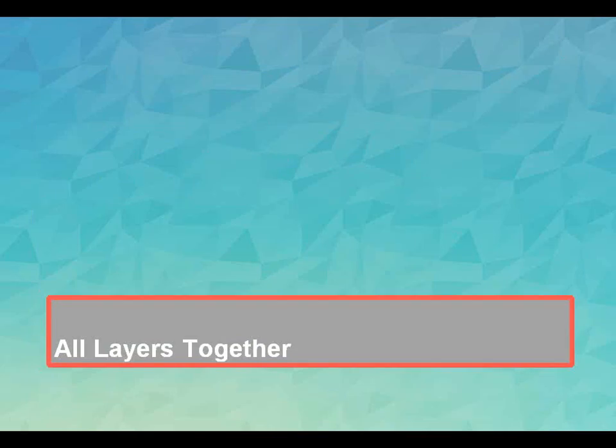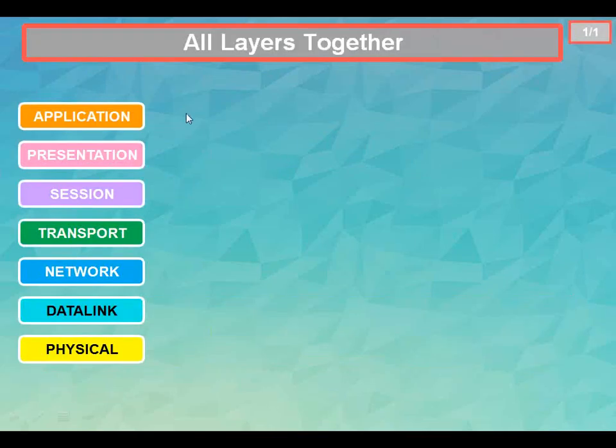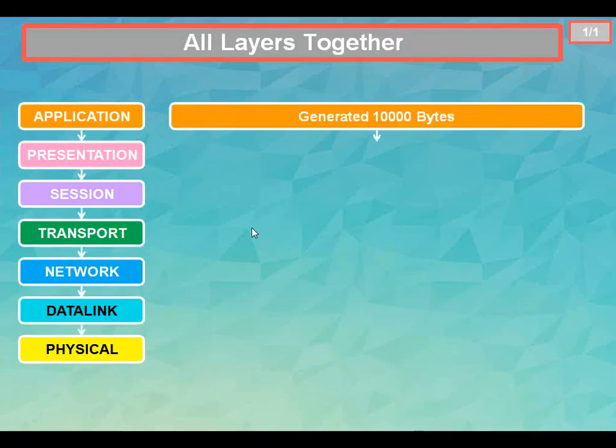Now we are going to look at all the layers together. Here we learn the most important concept. So how many layers do we have here? 7. That's the path it travels in. Application generated 10,000 bytes. Now what needs to happen to the 10,000 bytes, guys? What are the next 3 layers going to do? Processing. The next 3 layers are going to do processing. The below 3 layers are going to do the delivery. What processing?